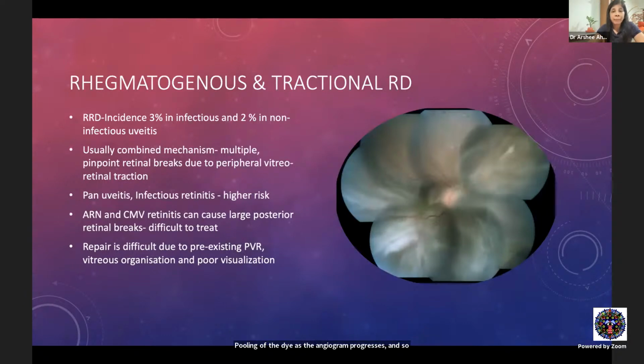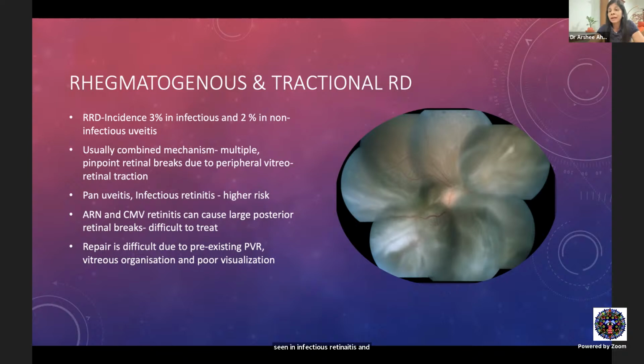So a quick word on rhegmatogenous and tractional RDs. The incidence of rhegmatogenous RDs has been given to be around 3% in patients with infectious uveitis and 2% in non-infectious uveitis. Usually it is a combined mechanism here. So it may be a combination of both a break and traction which is happening. So you see these pinpoint breaks in the periphery. You may not be able to pick them up on a clinical examination, but because of the traction, the breaks happen and then lead to detachment. So many a times it's a combined mechanism. A higher risk of detachments is seen in infectious retinitis and panuveitis patients.